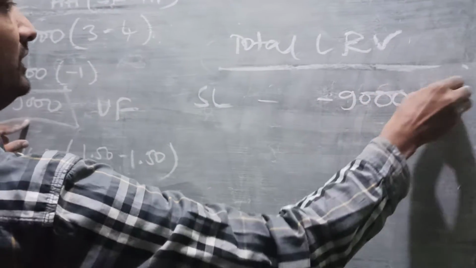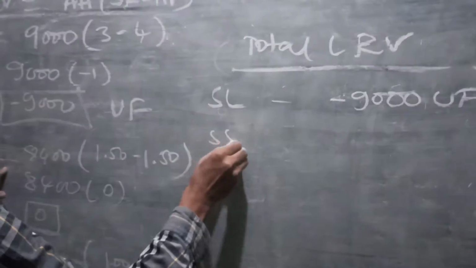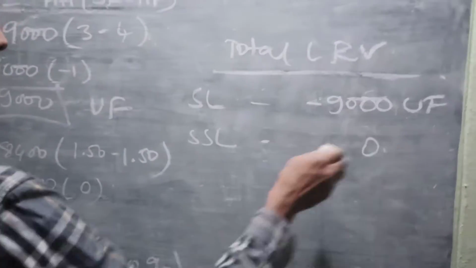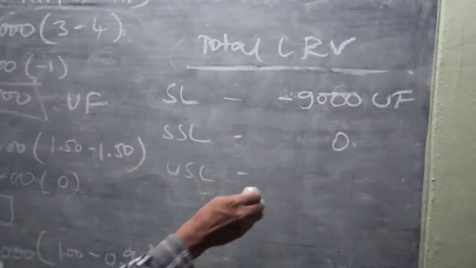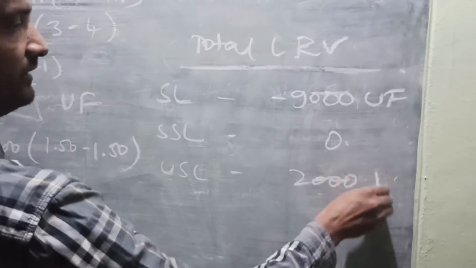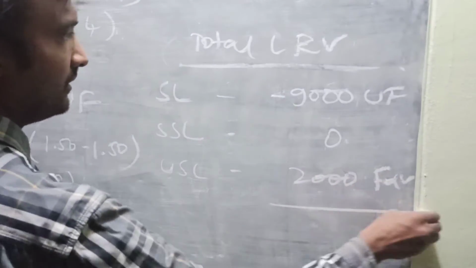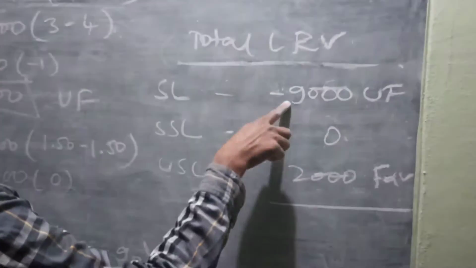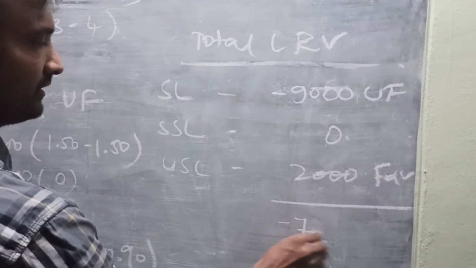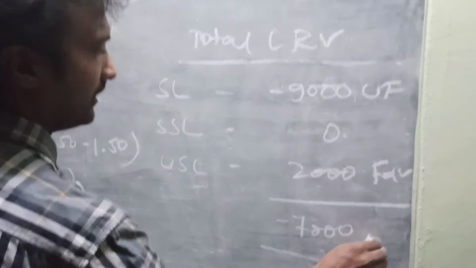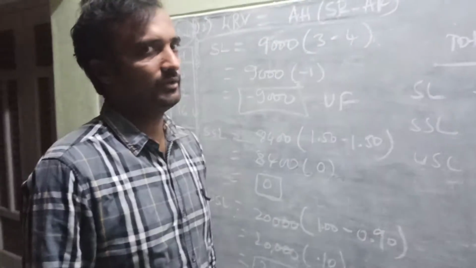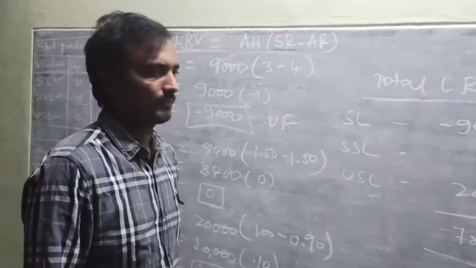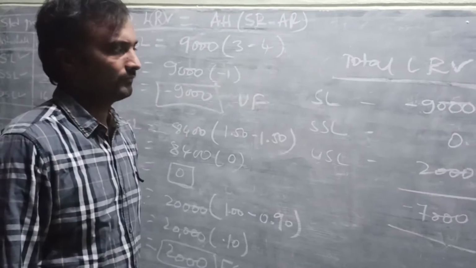To sum up all these things, total LRV: for skilled laborer it is minus 9,000 unfavorable, semi-skilled is 0, for unskilled laborer it is 2,000 favorable. Add these things, plus 2,000 minus 9,000, that is minus 7,000 unfavorable. So this is the total labor rate variance.